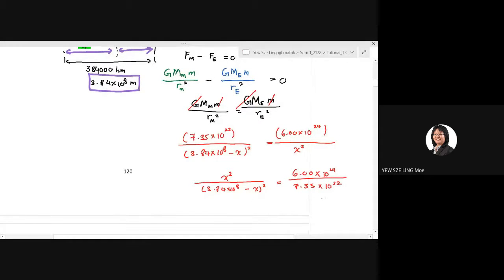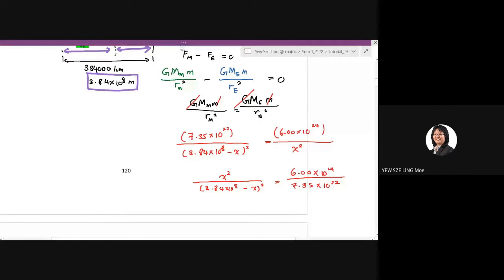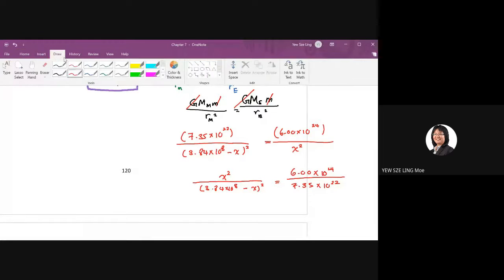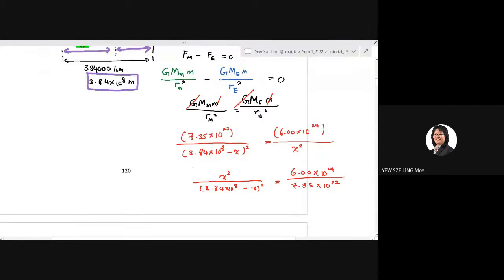So after you rearrange it, kamu kumpulkan semua benda yang ada square on the left hand side, then you square root both sides. So after you square root it, what happens? You can actually remove the square. So dia akan tinggal x over 3.84 times 10 to the power of 8 minus x sahaja, square gone, because you square root it. So by square root both sides, you can actually simplify the equations.